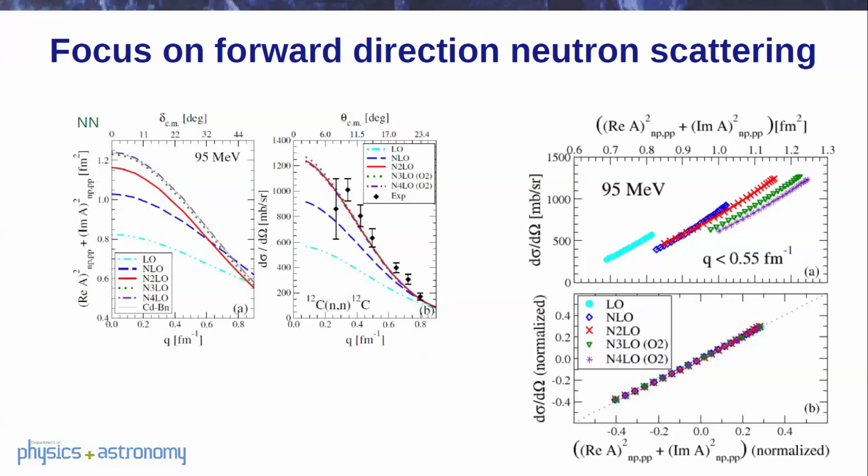This one actually, if you look at roughly here a momentum transfer up to 1 inverse Fermi or so, or smaller than a half, there is a very strong linear correlation between forward direction neutron scattering and the strength of the NN interaction. And I mean, you have to do neutron scattering for that, not to be clouded by Coulomb. So that was a good thing I found out.